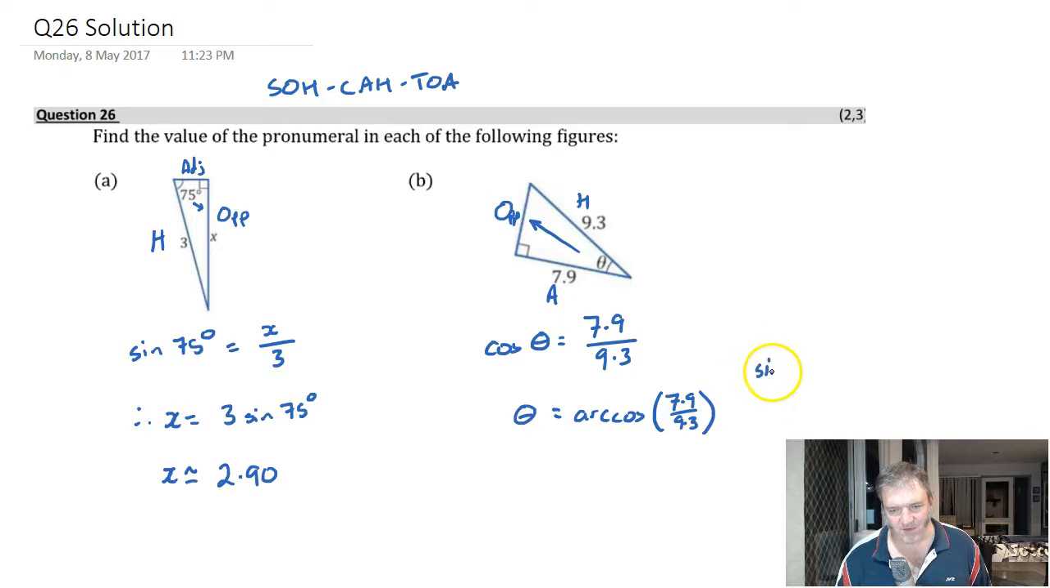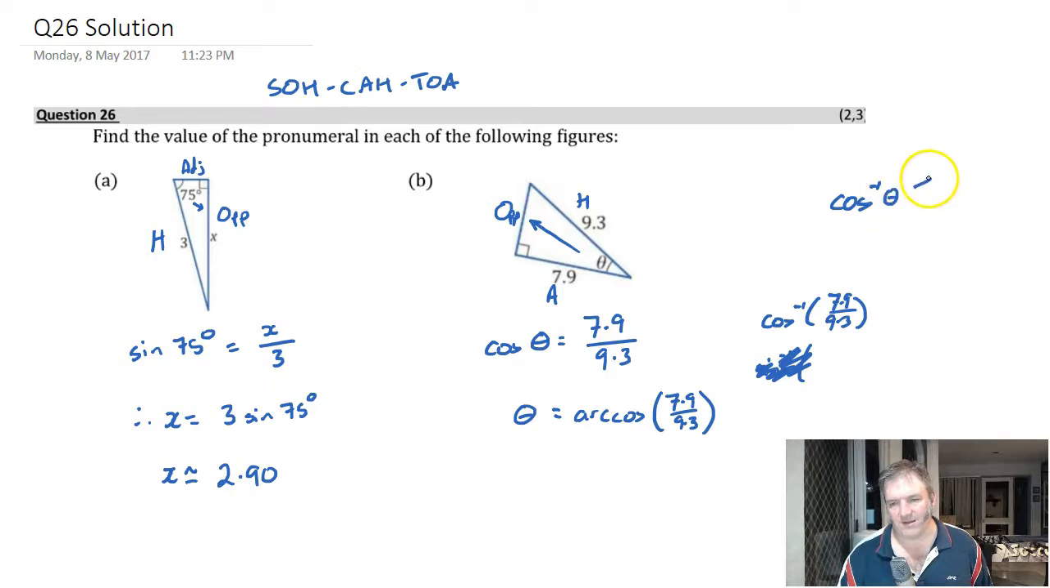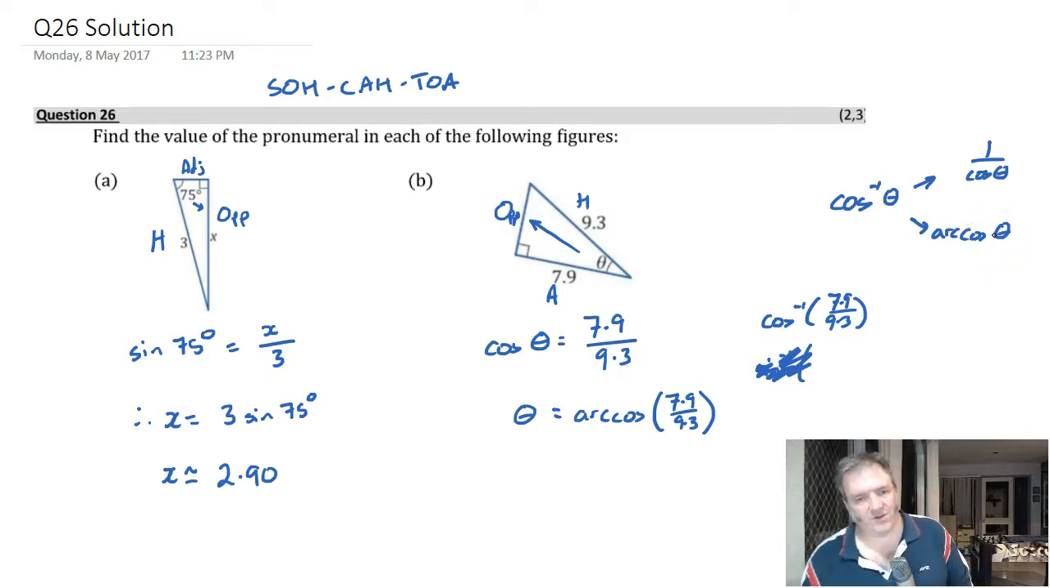Remember, on your calculators, most of you will be familiar with watching this, the inverse sine, or in fact this was a cosine one, so let's just scribble it out and do it again. The inverse cosine of 7.9 divided by 9.3. But remember, I encourage you to try and steer away from that notation just because it's a little ambiguous whether cosine -1 of theta means 1 over cosine theta, because it certainly would if I wrote cosine -2 theta, it would be 1 over cos squared theta. Or does that mean the arc cosine of theta, the inverse of the cosine operation?